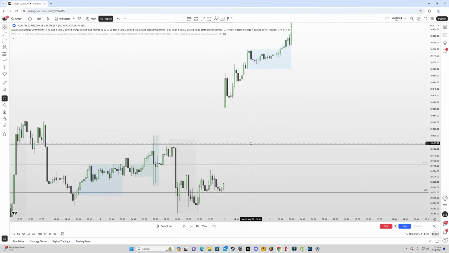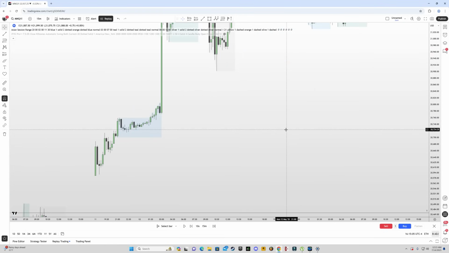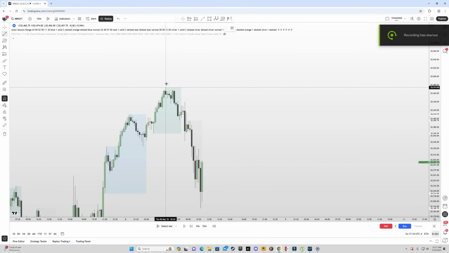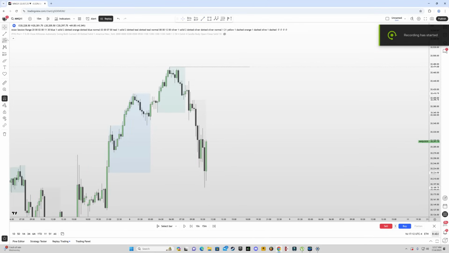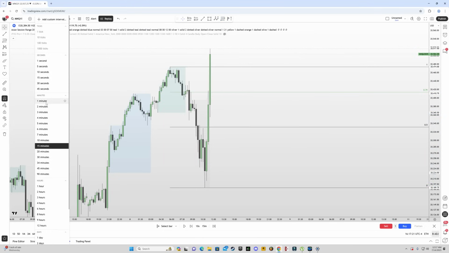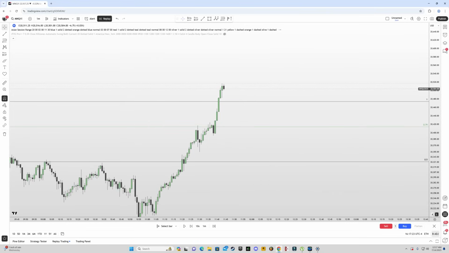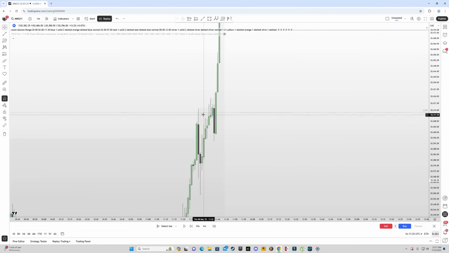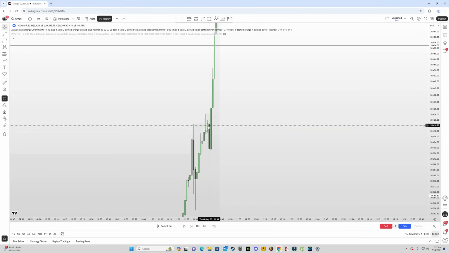So let me give you guys some entry model examples as well. All right, so here's another example. We have the London high that is unswept, but we have swept the London low. So we use the London high and the lowest point, and then we wait for price to close above the 0.79 level on the 1 minute. Oh my God. Right. So we initially didn't close above it, but then we went up ahead and closed here.